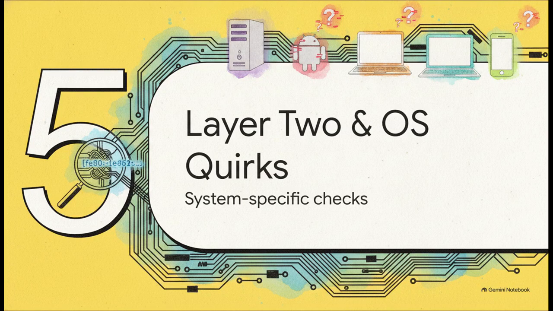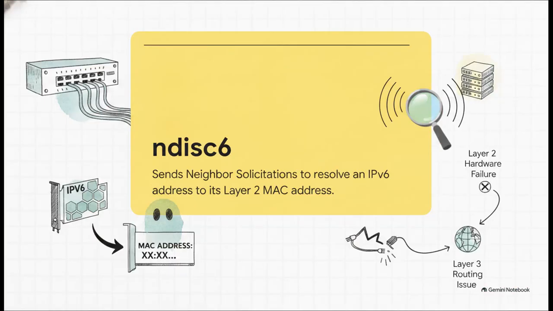Section 5, Layer 2 and OS quirks. So what do you do when ping6 fails to reach a host that's sitting on your exact same local subnet? You bust out ndisc6. This tool sends targeted neighbor solicitation messages.